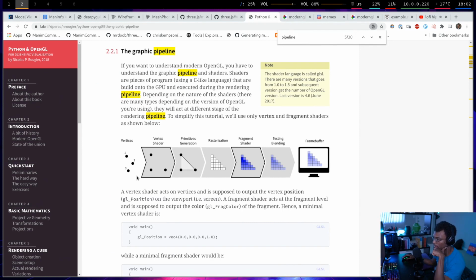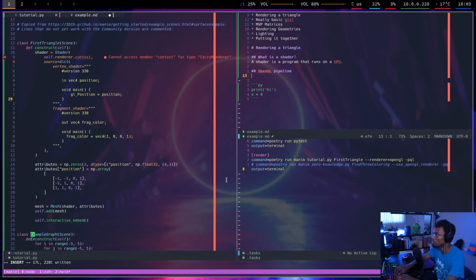So I'll get these vertices, convert those vertices to primitives, and the vertex shader will move around those vertices. Then it'll generate the primitives, rasterize, and the fragment shader will shade them. Okay. Let's say vertices.